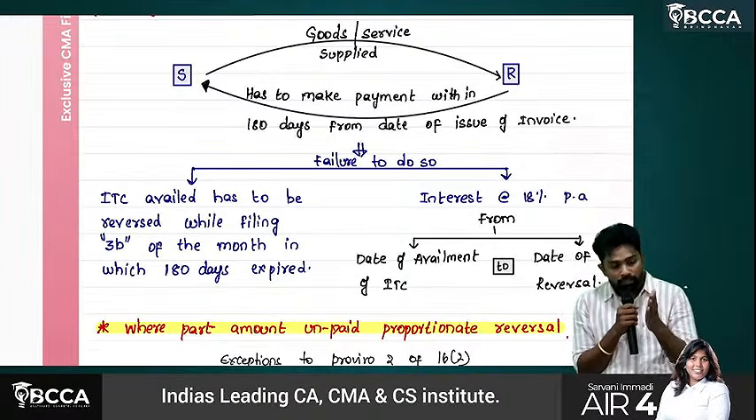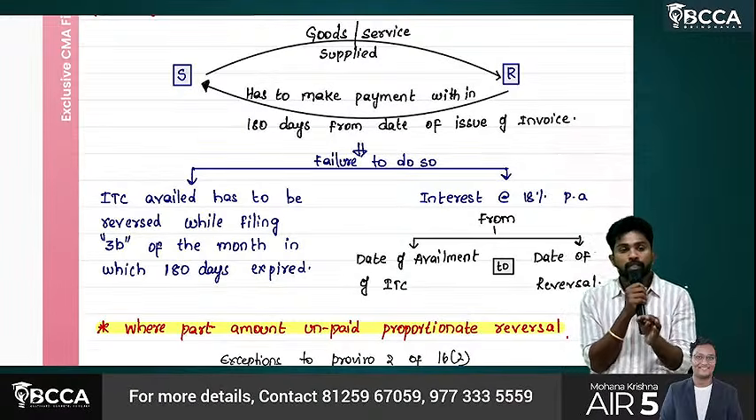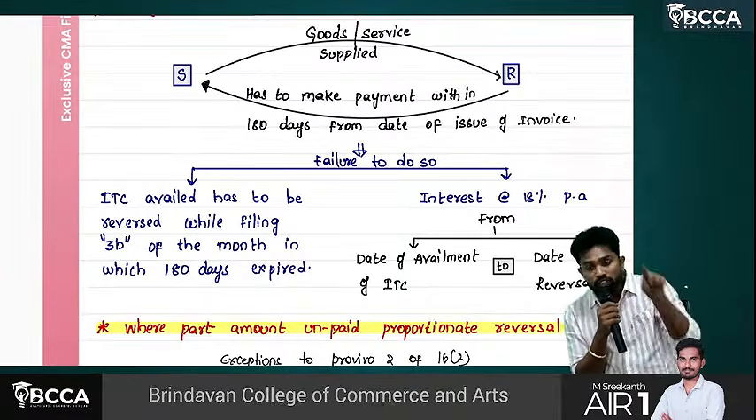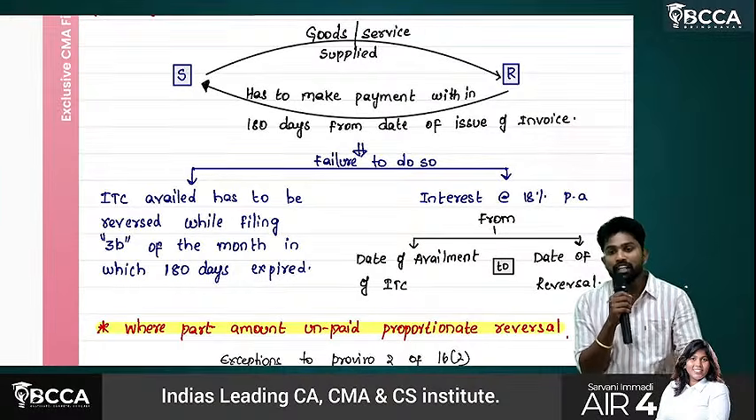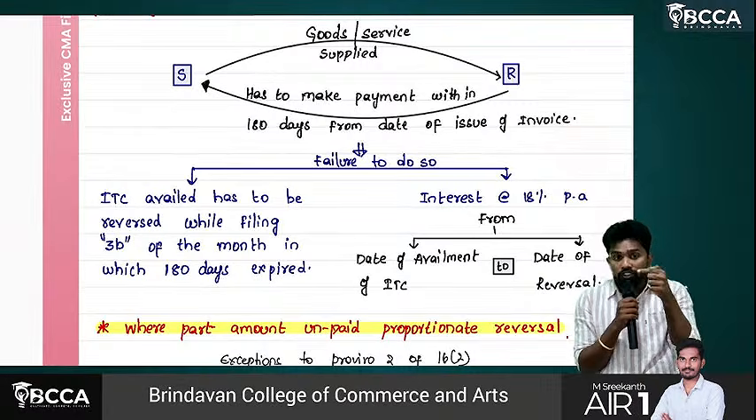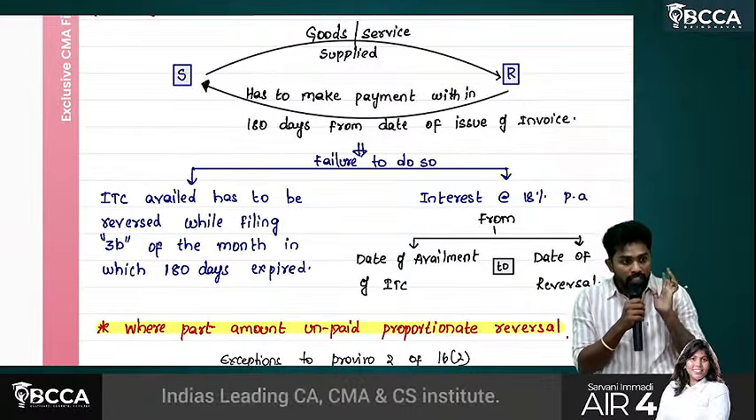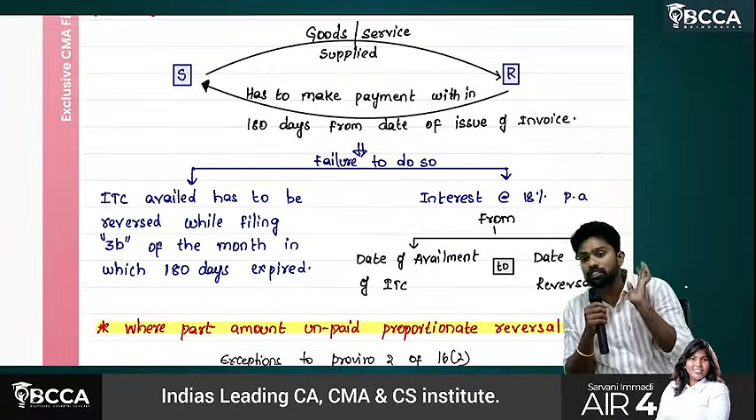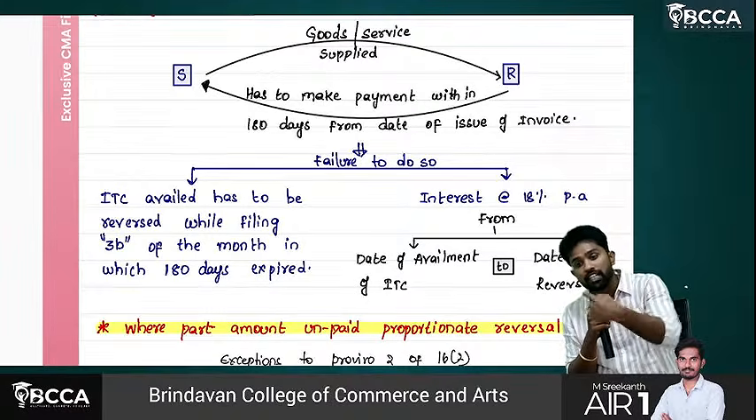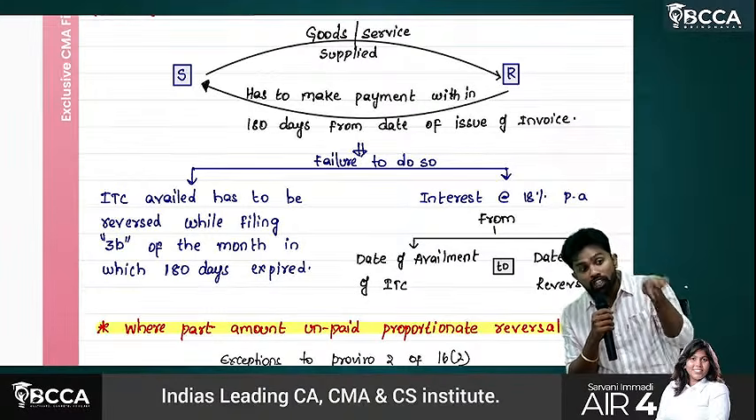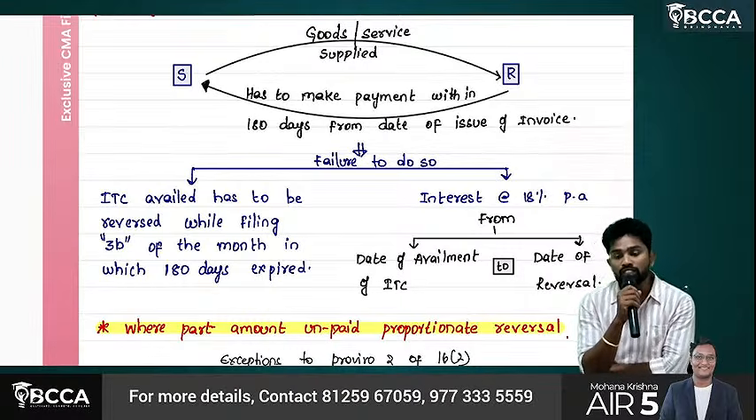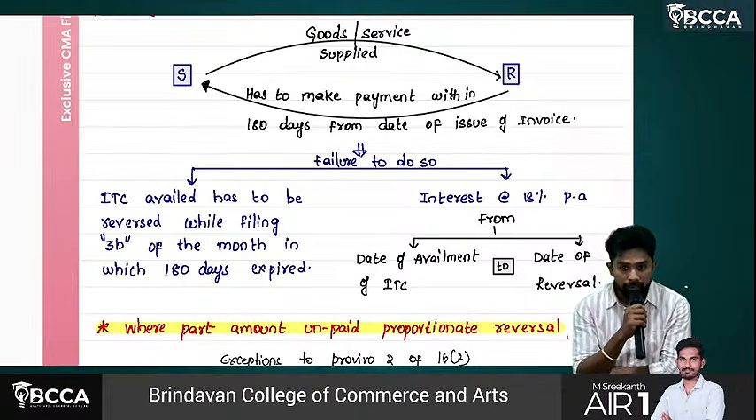Understand, sir? When the recipient fails to make the payment to the supplier within how many days? 180 days from the date of issue of invoice. Then the recipient has to reverse the ITC. When? While filing the return of the month in which 180 days expires. Let's say 180 days expires in August month. Then when does the August return have to be filed? By September 20. When he files, he has to reverse the ITC along with interest at a rate of 18% per annum from date of availment of ITC to date of reversal. Everybody, sir, able to get it?